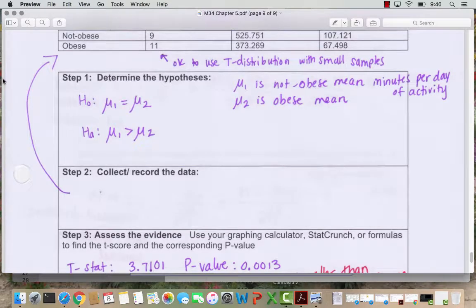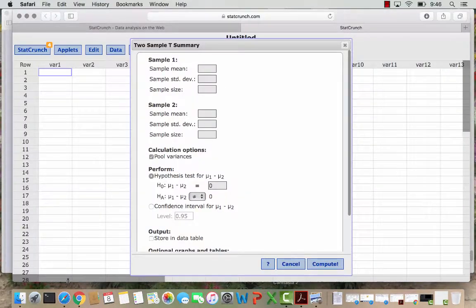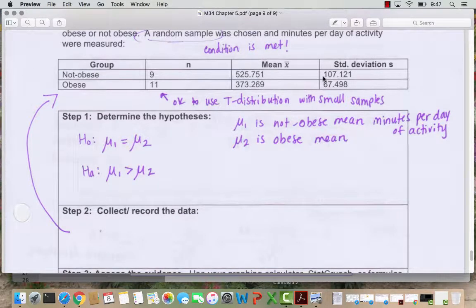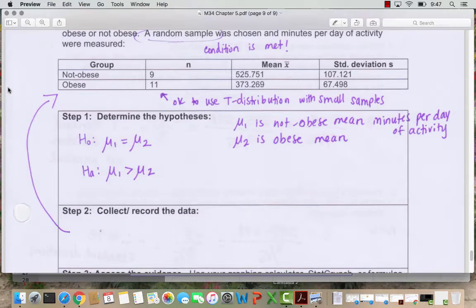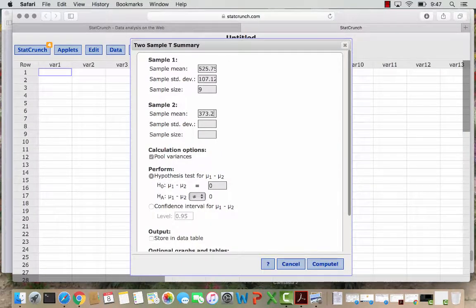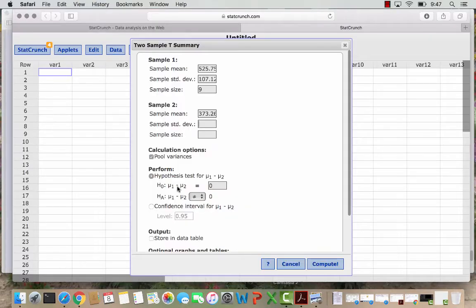I have to look back to remember these numbers. Sample mean 1 is 525.751. The sample standard deviation for group 1 is 107.121. And this had a sample size of 9, I believe. Now if we look back at group 2, the mean minutes of activity per day were 373.269. The sample standard deviation is 67.498. And this had a sample size of 11.